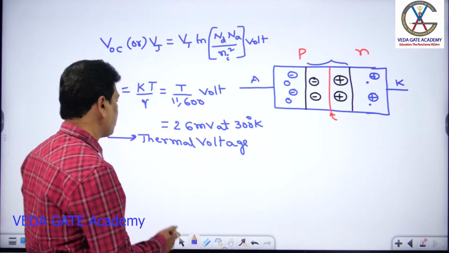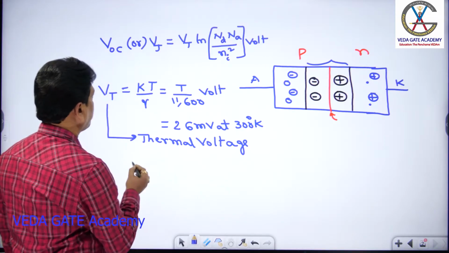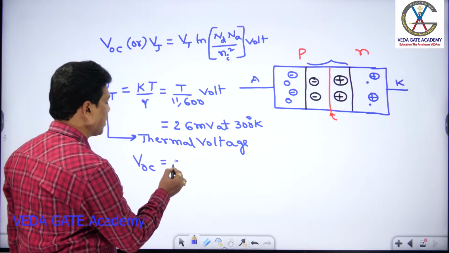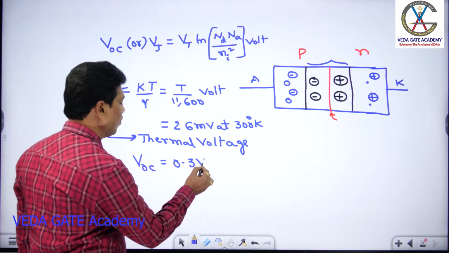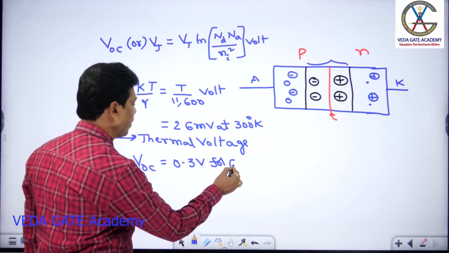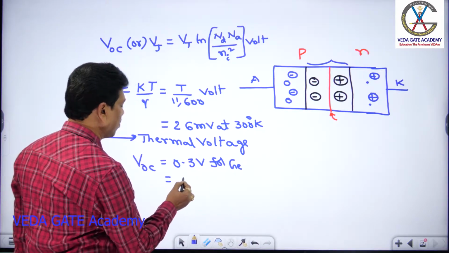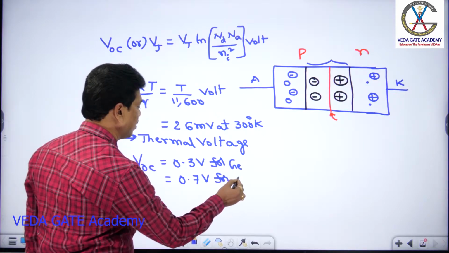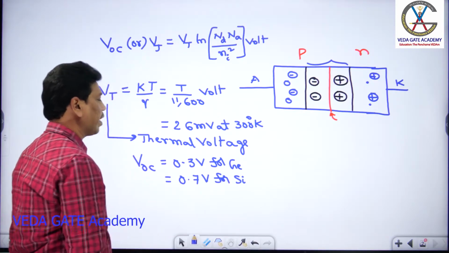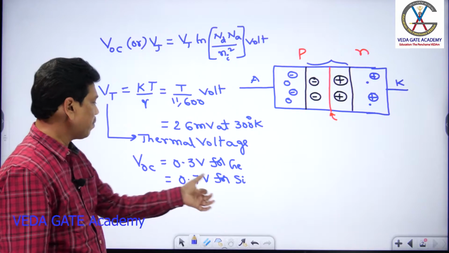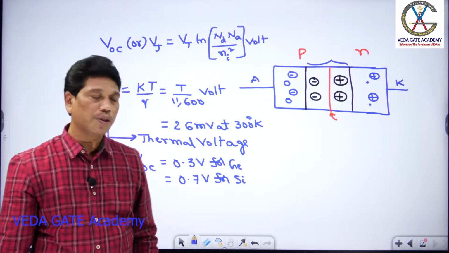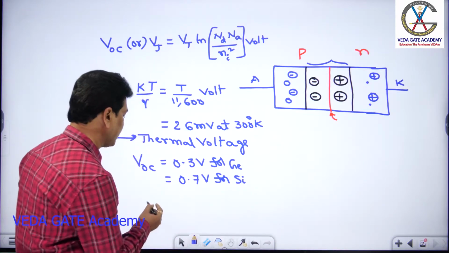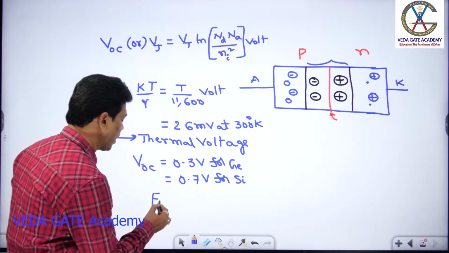Suppose under normal doping, what is the corresponding open circuit voltage? It is around 0.3 volt for a germanium diode and 0.6 or 0.7 volt for a silicon diode. With that, it can offer some energy, the energy of the barrier, written as EBI.